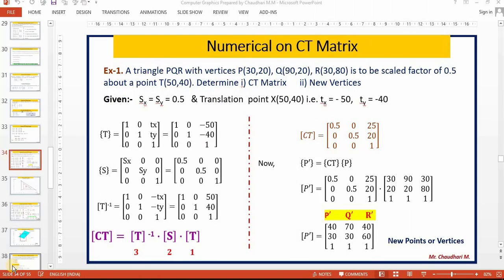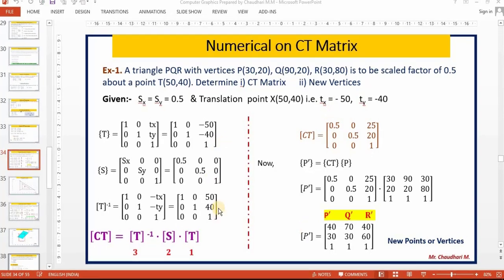Hello friends, in this tutorial we solve a numerical on a composite matrix, also known as a combined matrix or concatenated matrix. This is basically based on the transformation of computer graphics. Whenever we solve a numerical, what is the actual graphical representation done over here? So first I will read this numerical and then solve it one by one.